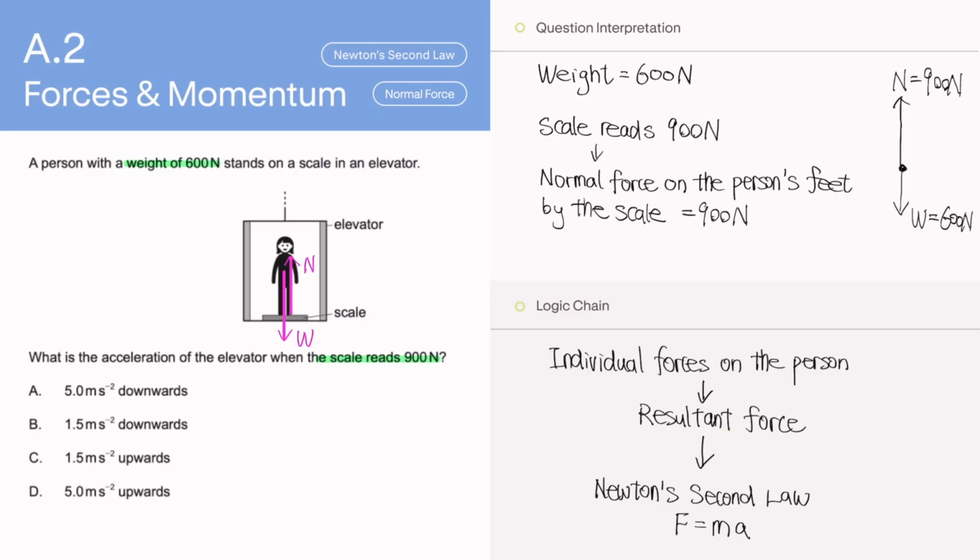Now, a quick warning: never plug individual forces into the equation, in this case 600 Newton or 900 Newton. The right way to do this is to calculate the resultant force on the object first, then plug it into F equals ma. All right, pause here if you'd like to try it on your own.